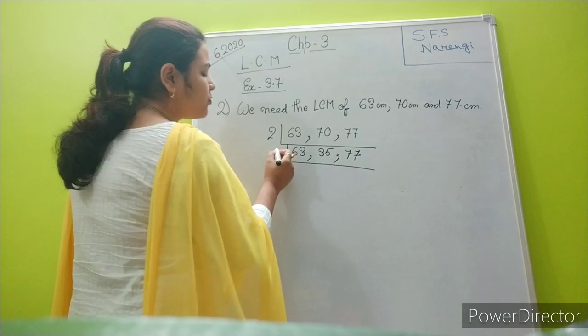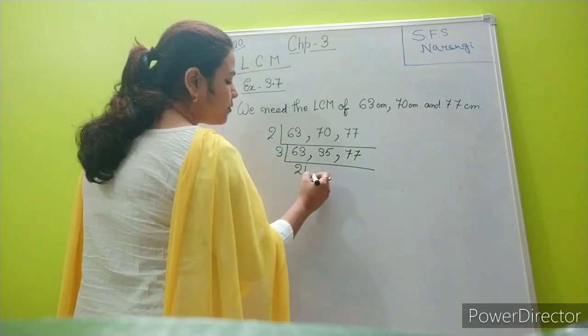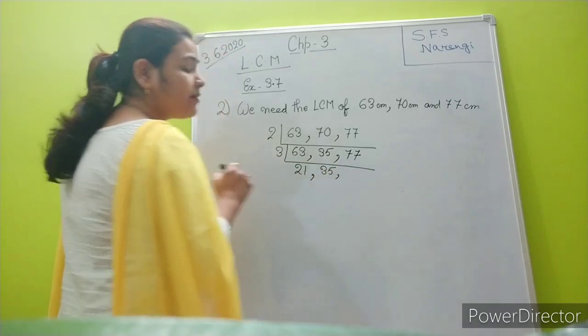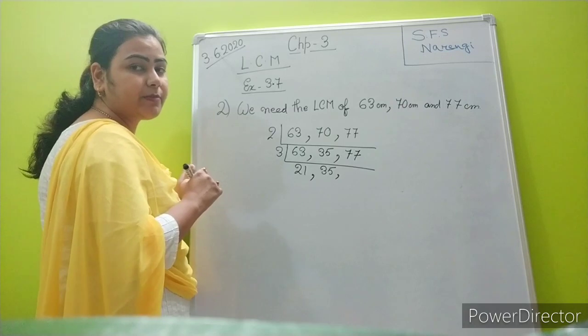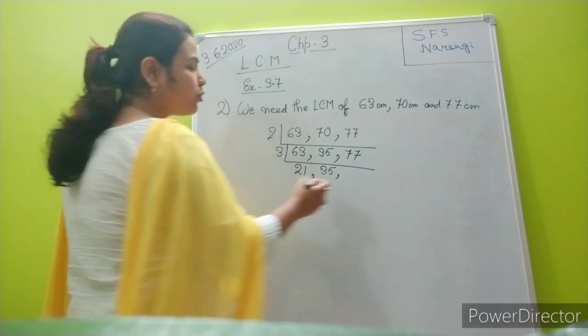Now, let's try with 3. This one goes, we already know, right? So, 21. This one will go. This one won't go. 77 goes. 7 plus 7 is how much? 14. So, obviously it won't go.